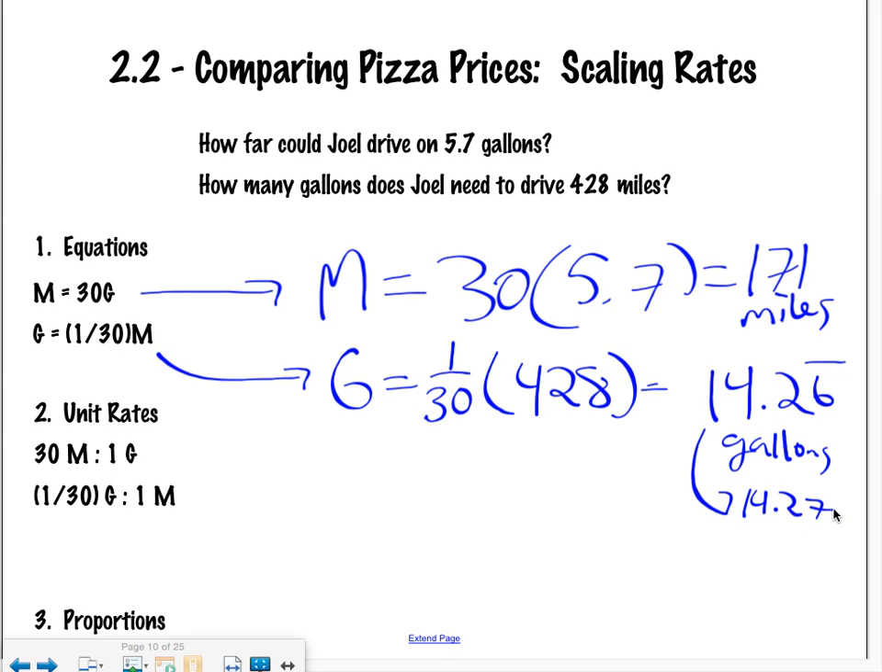We can also just use the unit rates. So how far can you go on 5.7 gallons? Well, he gets 30 miles per gallon. So if he has 5.7 gallons, it'd be 30 times 5.7, to get 171, which is essentially the same thing we did in the equation. All right, and then the same would go for this one here.